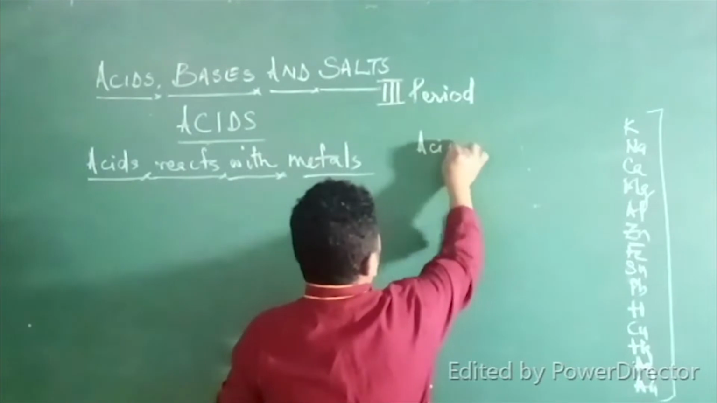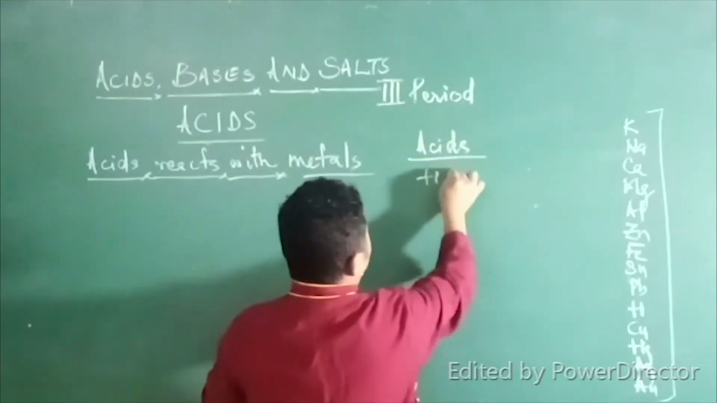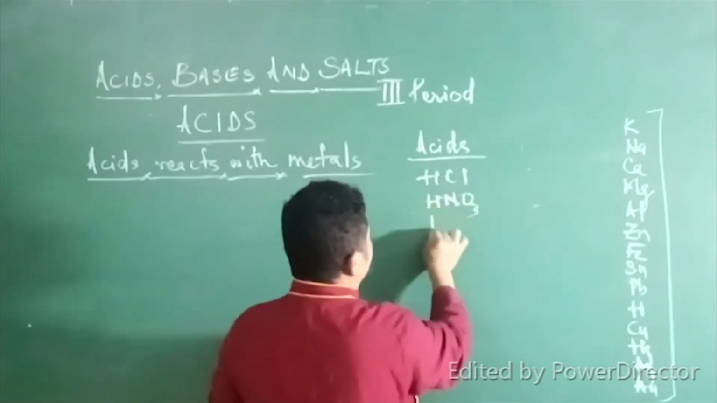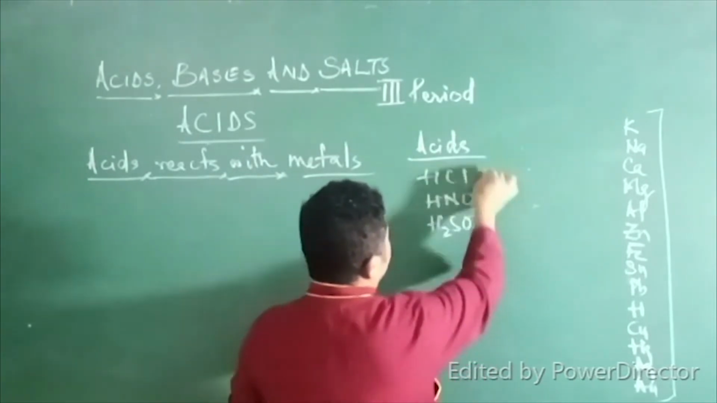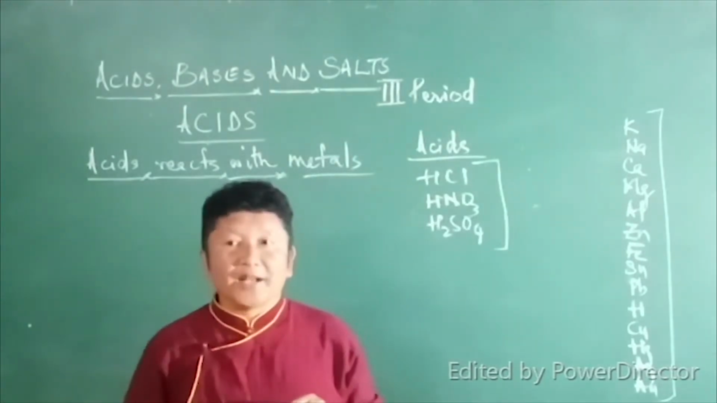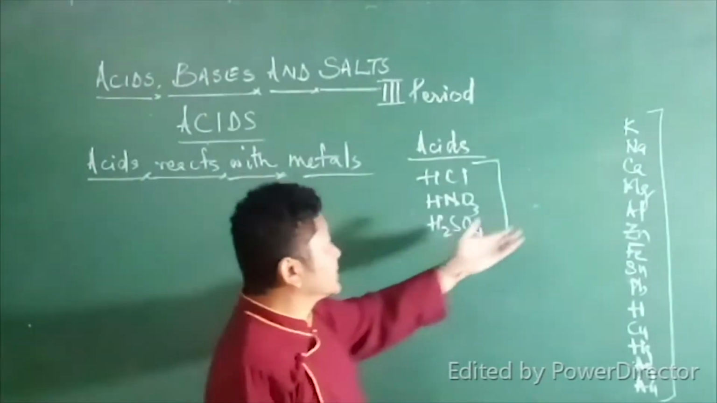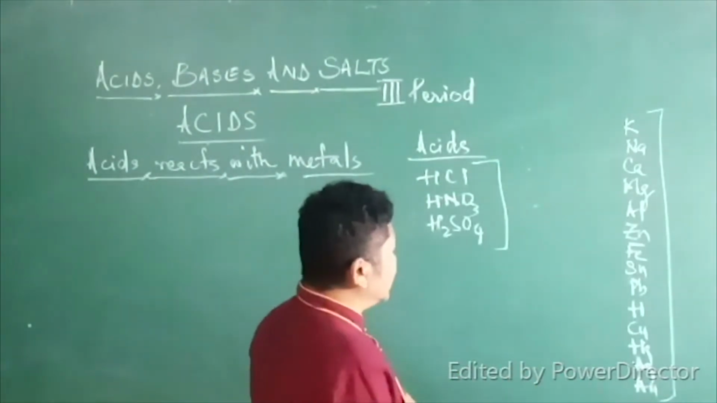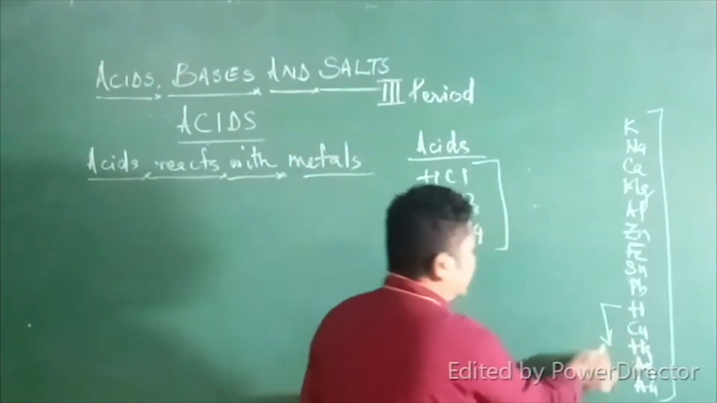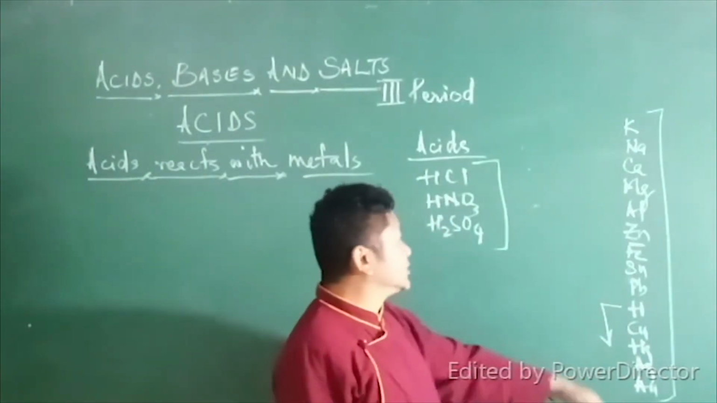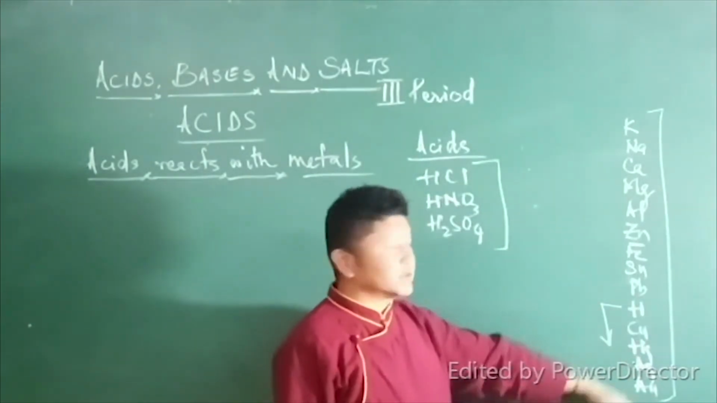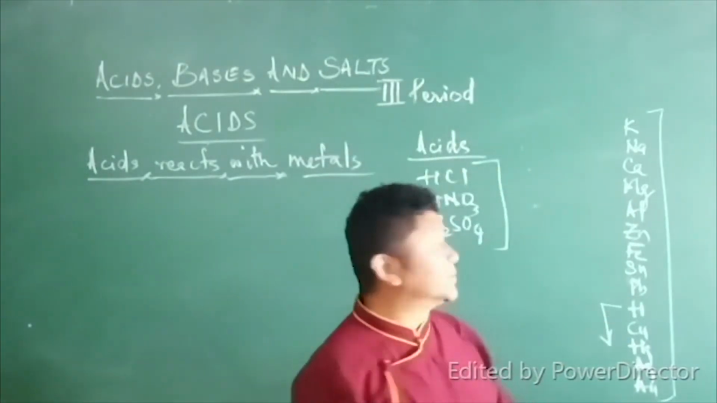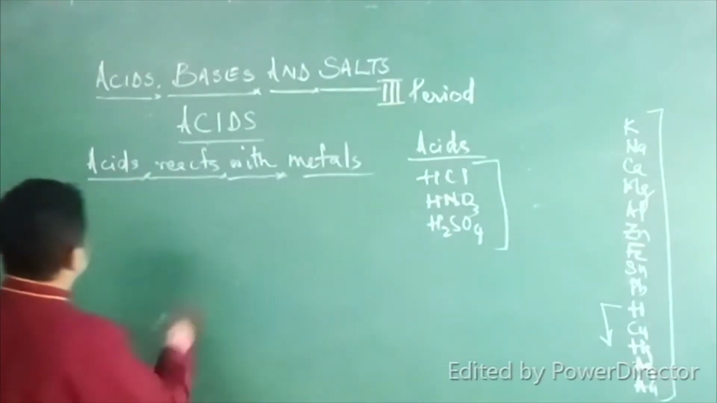Common acids are hydrochloric acid, nitric acid and sulfuric acid. Metals below hydrogen in the series cannot displace hydrogen, while metals above hydrogen can displace hydrogen from acids.